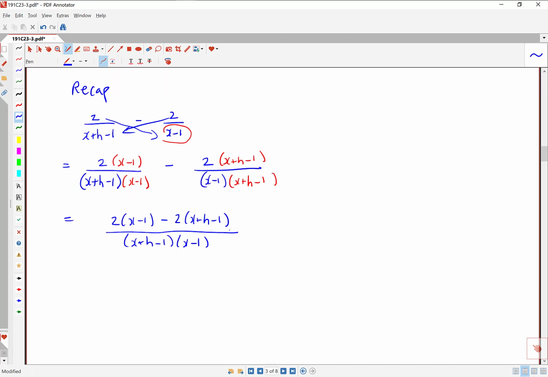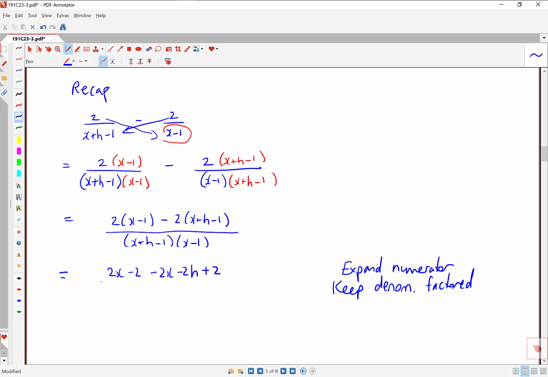So in terms of getting this simplified, we're trying to do 2 things here. We're going to expand the numerator. Our goal is to get something nice and simplified in the numerator, and we want to keep the denominator factored. And that's actually good news because that means there's nothing you need to do to the denominator. So just keep the denominator as is, and we're going to expend our energy just in getting that numerator cleaned up. So let's expand everything out. We'd have 2x minus 2 minus 2x minus 2h plus 2 on top. Denominator stays factored.